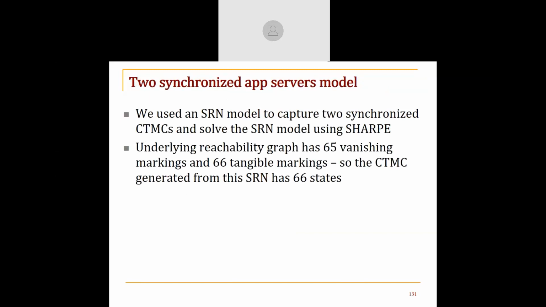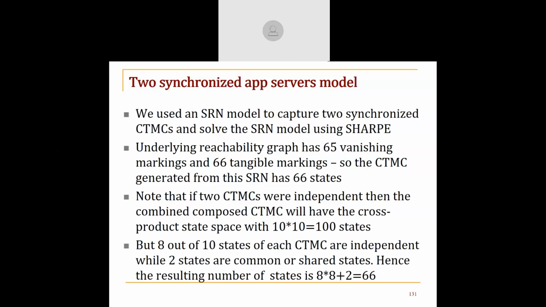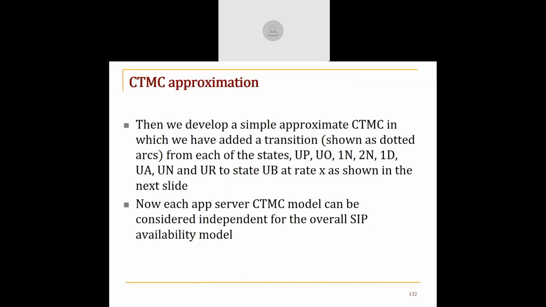So the underlying CTMC of the combined Markov chain of the two app servers together, sharing the blade server, has 66 states. And it makes sense to double check: if the two Markov chains were independent, the combined Markov chain would have 100 states, but 8 out of the 10 states of each CTMC are independent and 2 states are common. So it becomes 8 times 8 plus 2, which is 66. And then after solving this combined Markov chain, I found the answer to the availability.